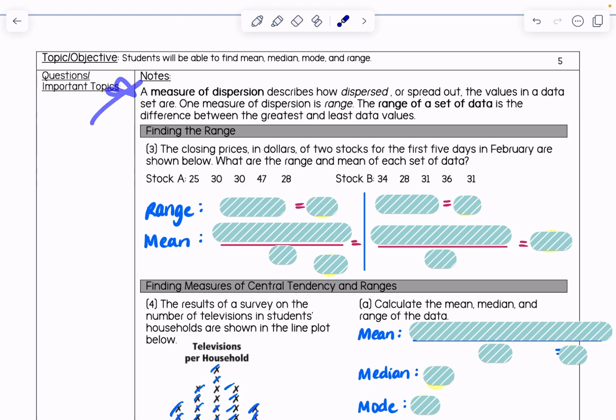A measure of dispersion describes how dispersed or spread out the values in a data set are. One measure of dispersion is range. The range of a set of data is the difference between the greatest and least values. So number 3, finding the range.